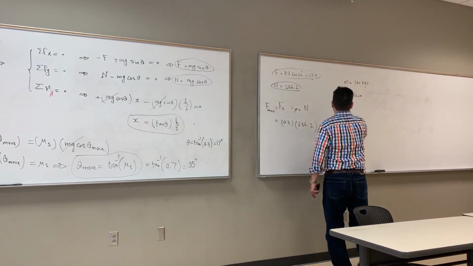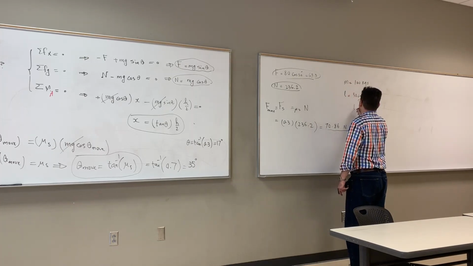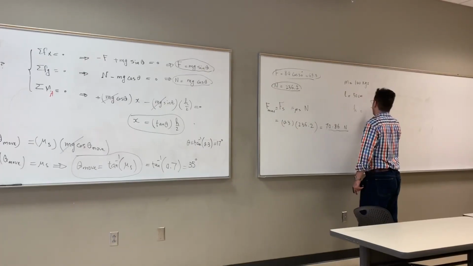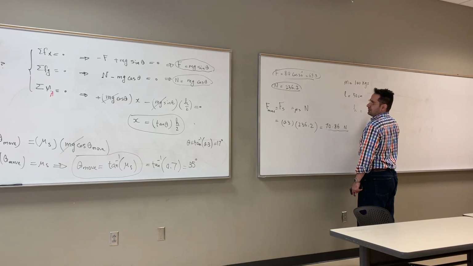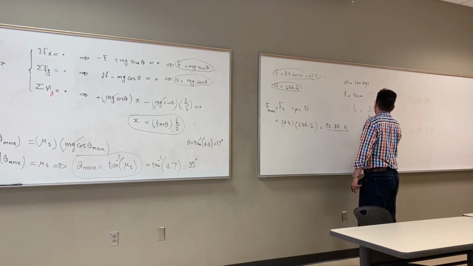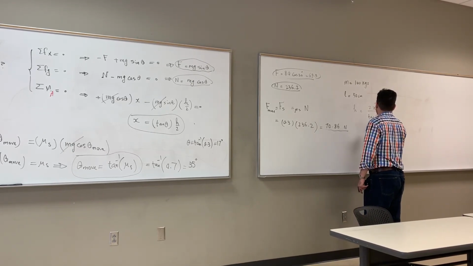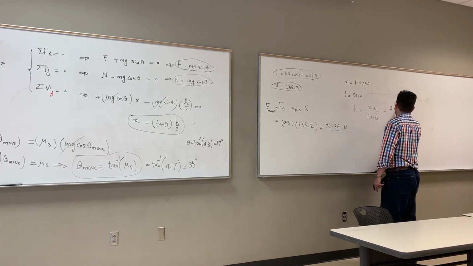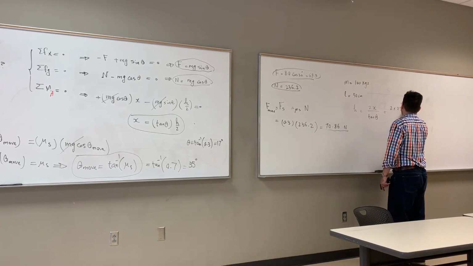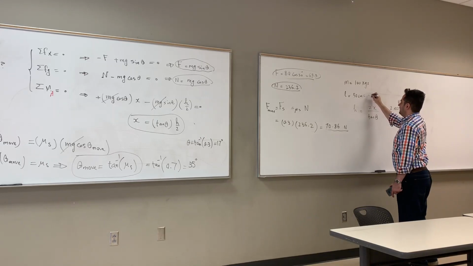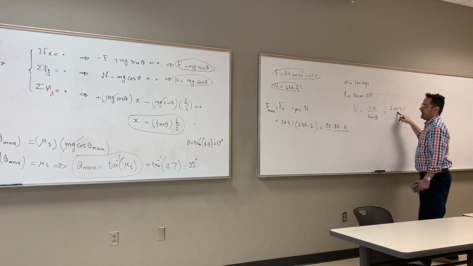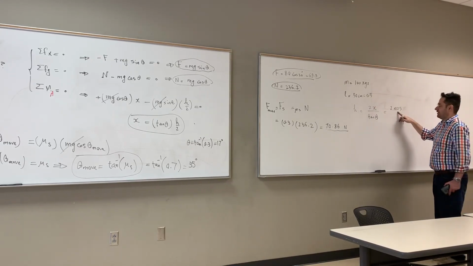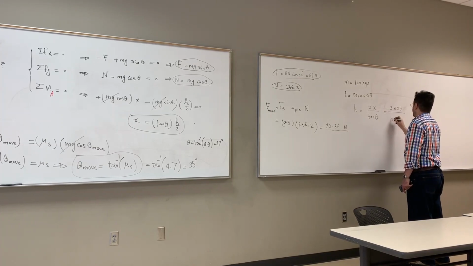So h is equal to 2 times x divided by tangent theta, right? So 2 times 25 times 10 to the minus 2, which is like this, half of this. This is 0.5 meter, then half is 0.25, right? 2 times that divided by tangent.